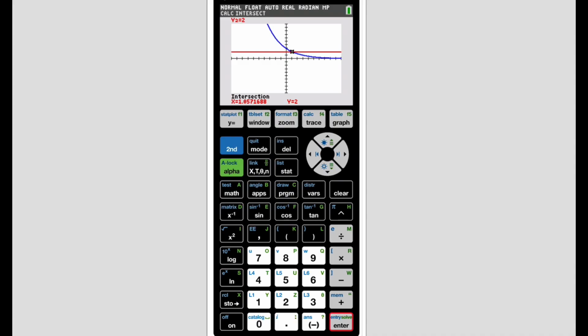And it gives you the intersection, which is 1.0571688 at y equal to 2. Now I'll remember this value and write it down. X is equal to 1.057 is the only value for which my output is 2. That'll be it.